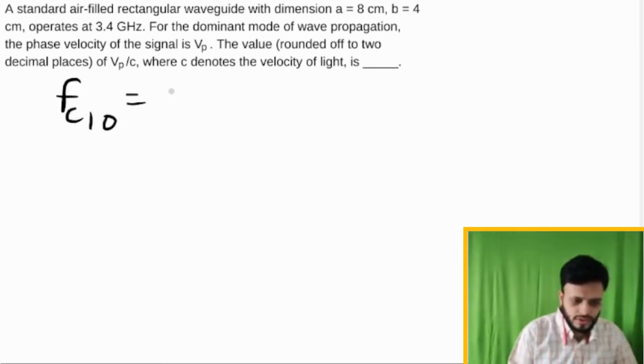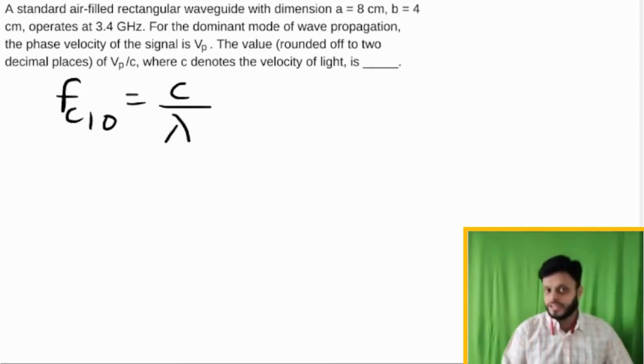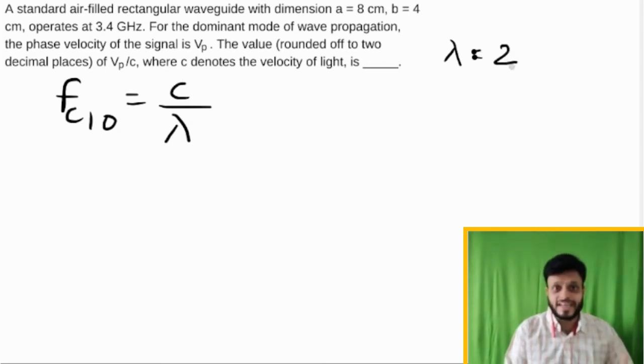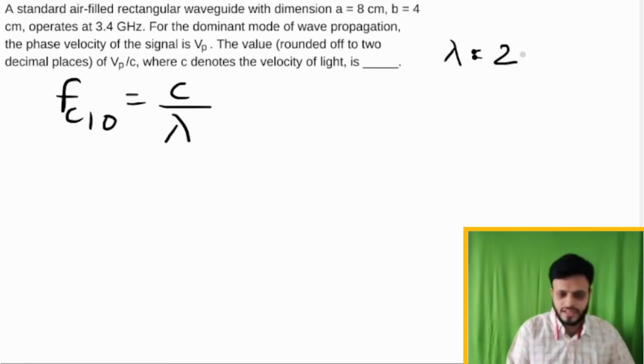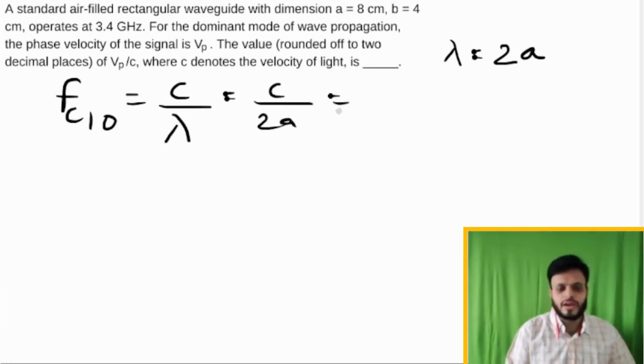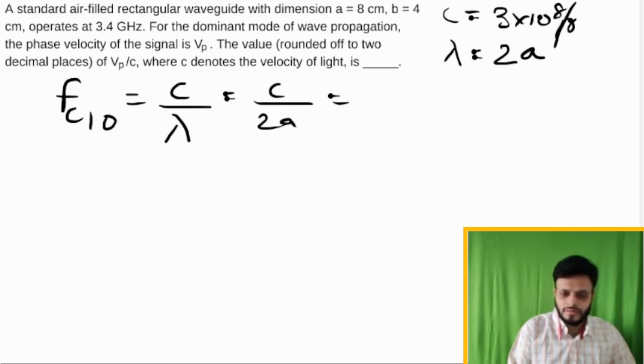fc10 is equal to c over lambda. This is a general formula, but in TE10 mode the value of wavelength is equal to twice the width, the greater part of the waveguide, that is a in this case. So it will be modified to c over 2a, which you can calculate by putting the value of c, which is always 3 × 10^8 meters per second, and the value of a is already given as 8 centimeters.